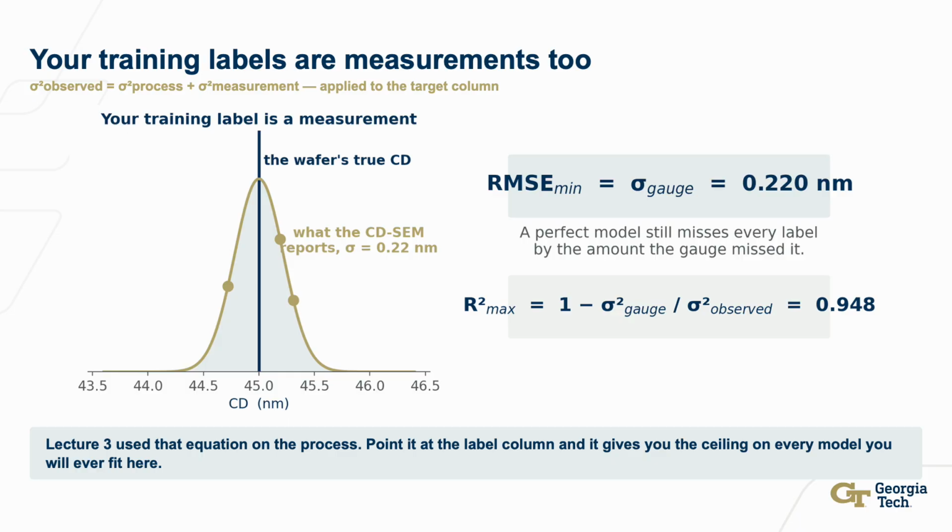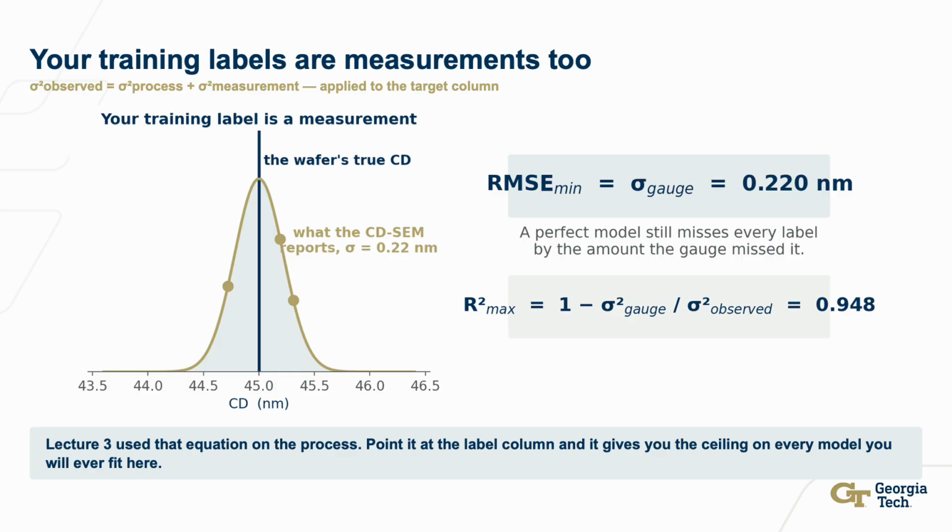2 consequences worth writing down. First, if you ever see R squared above 0.948 on this data, you have a bug or a leak. That is a diagnostic. Second, the gap between your R squared and 0.495 is the only part you can improve by modeling. If you are at 0.94, stop, there is nothing left. If you are at 0.5, or at 0.59, there is a great deal left, but now you know precisely how much.